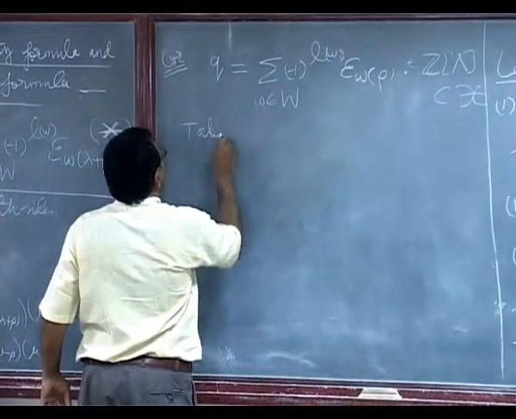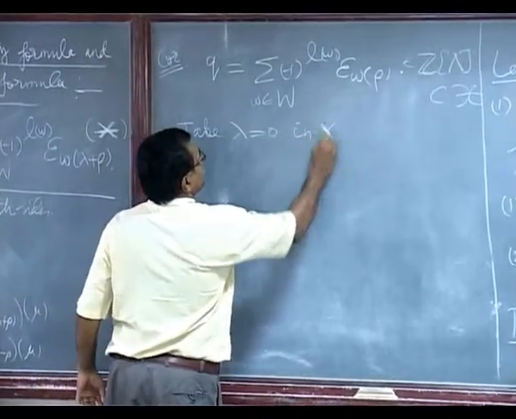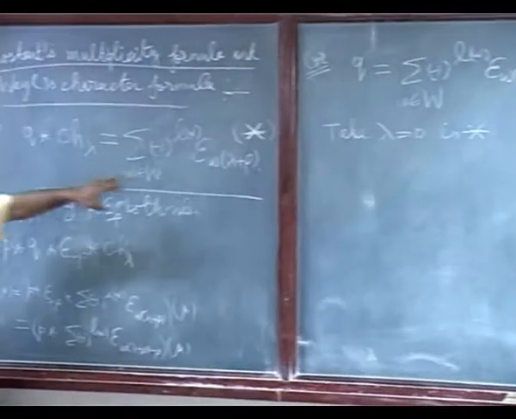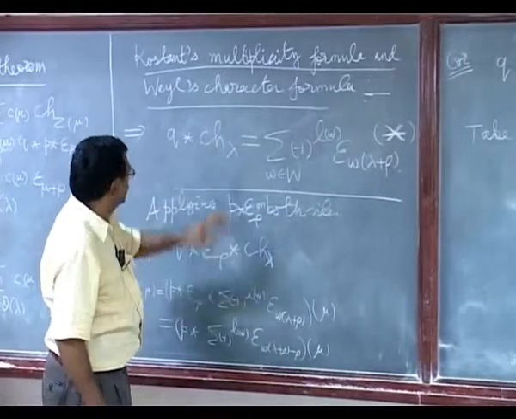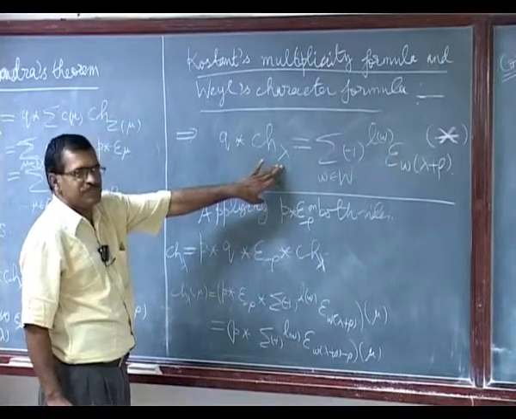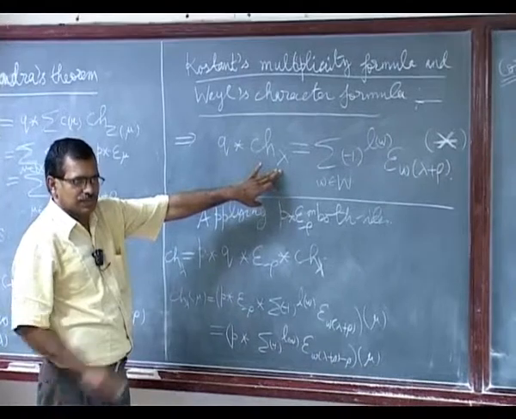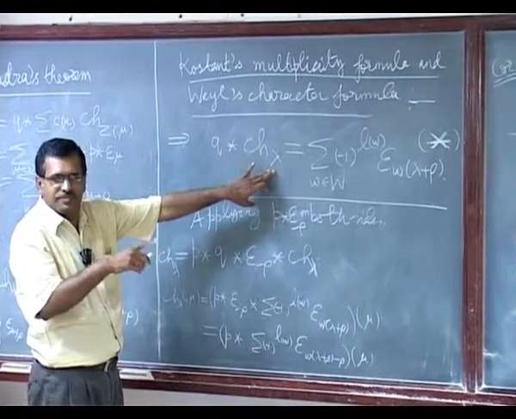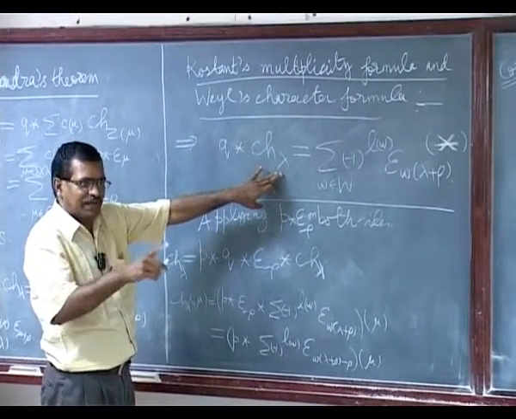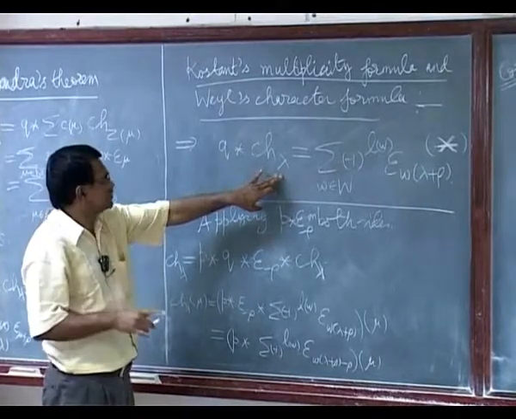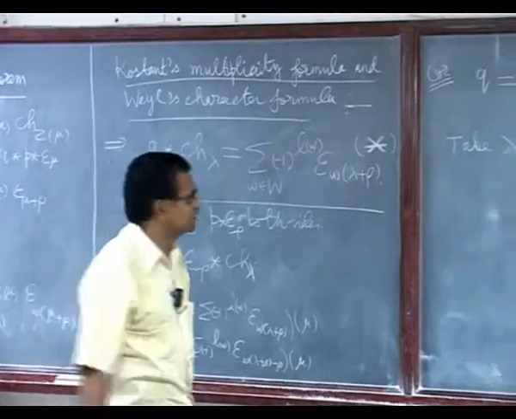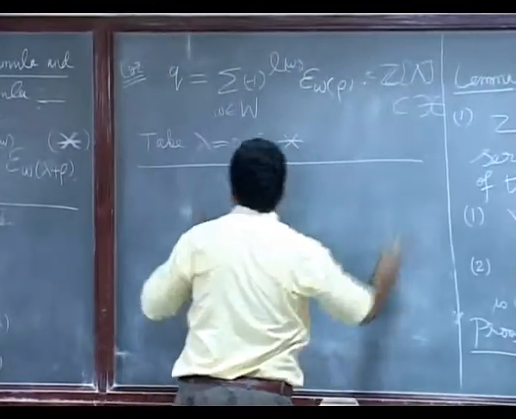Take lambda equal to 0 in star. Of course it is clear that the RHS is that side, and this side is Q star C h lambda, C h 0. But for lambda equal to 0 the irreducible representation is one dimensional, and the character is only one character, which is epsilon 0, and that is the unit element. So, Q times 1, which is Q. Okay. So, this is a simple but beautiful thing.